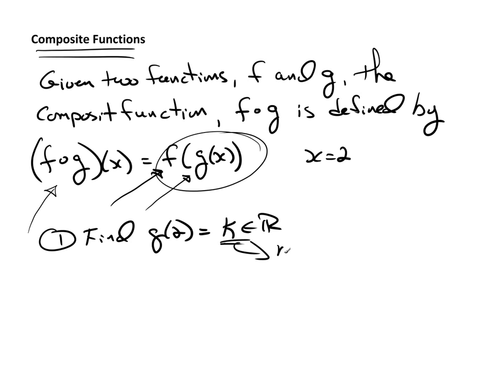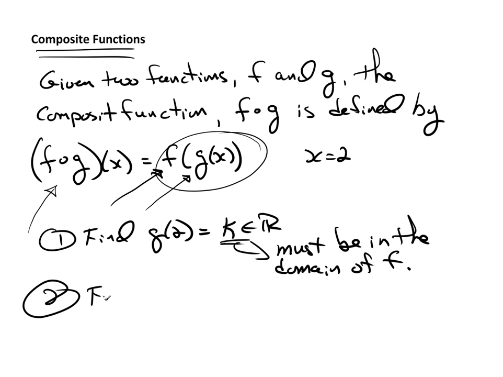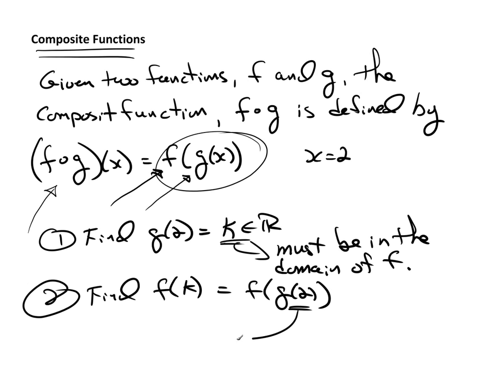to be in the domain of f. If it's not in the domain of f, then I have something that's undefined. So now what I'm going to do is simply find f of k, which is equivalent to f of g of 2, because g of 2 is nothing more than k.